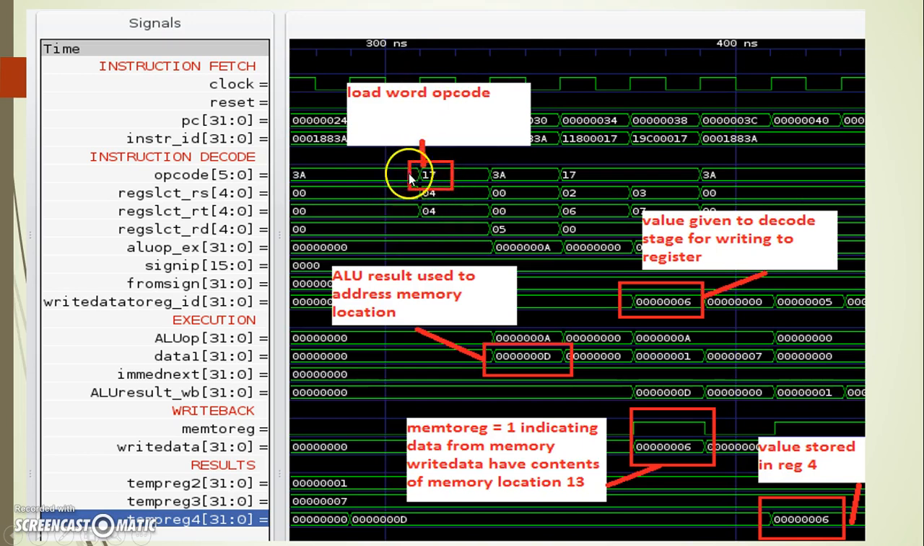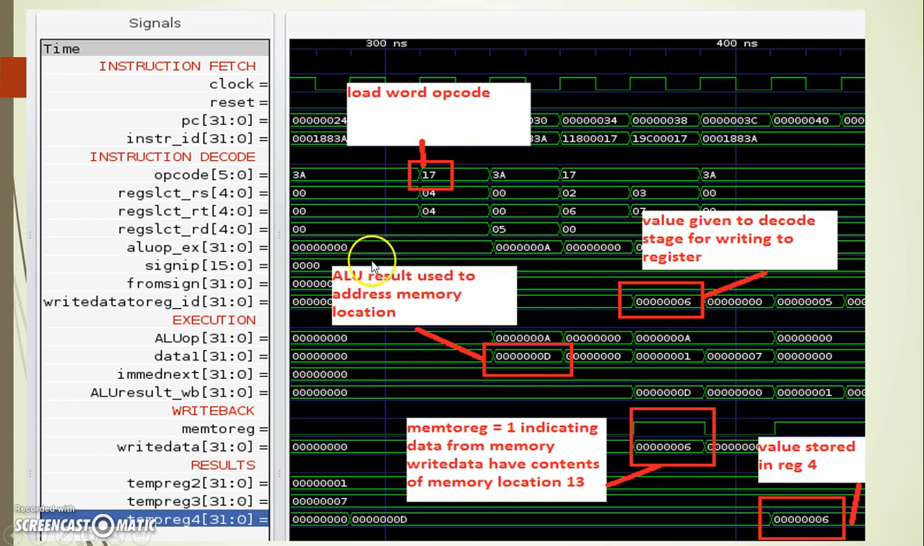Now here, this simulation depicts the working of the load word in the pipeline MIPS data path. The opcode for load word is 17 for Nios II, and it is detected. Along with it, the register information will be given. In this case, our instruction is load word R4, R4, added with an offset value of 0.